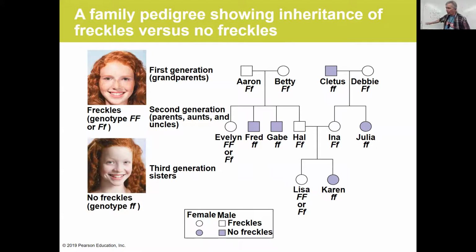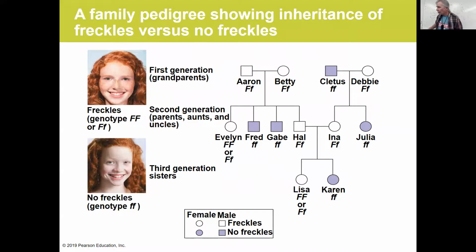If all four of those children had freckles, then you could say, well, one of those individuals, Aaron or Betty, is probably big F, and there's no possibility of getting a freckleless child. Okay. See what I mean? And also, if you see that two parents don't show a trait, and it shows up in the offspring, you also know it's recessive. It has to be recessive.